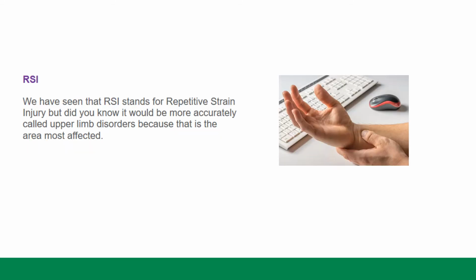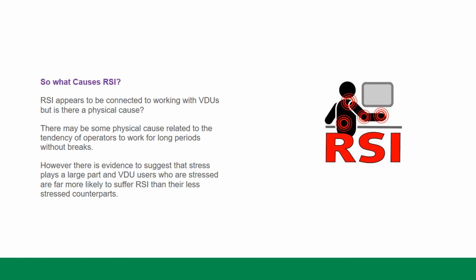RSI. RSI stands for repetitive strain injury. But did you know it would be more accurately called upper limb disorders, because that is the area most affected. So what causes RSI? RSI appears to be connected to working with VDUs, but is there a physical cause?